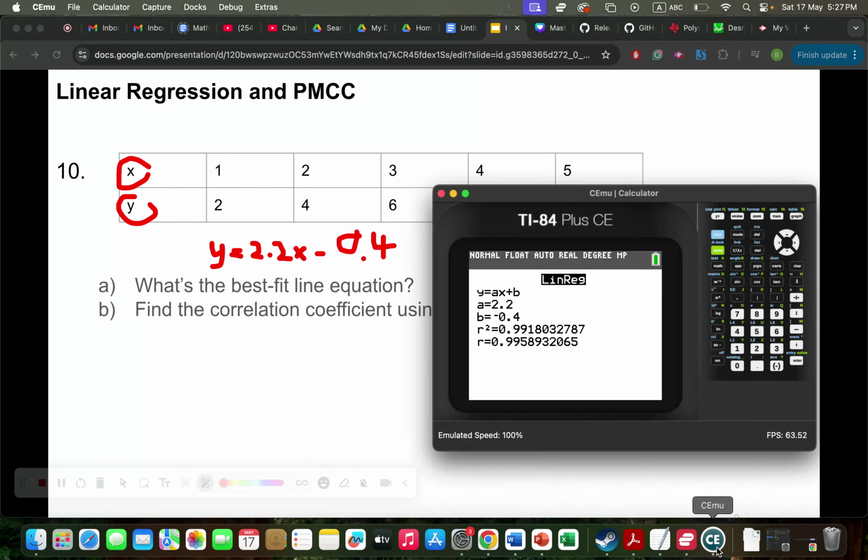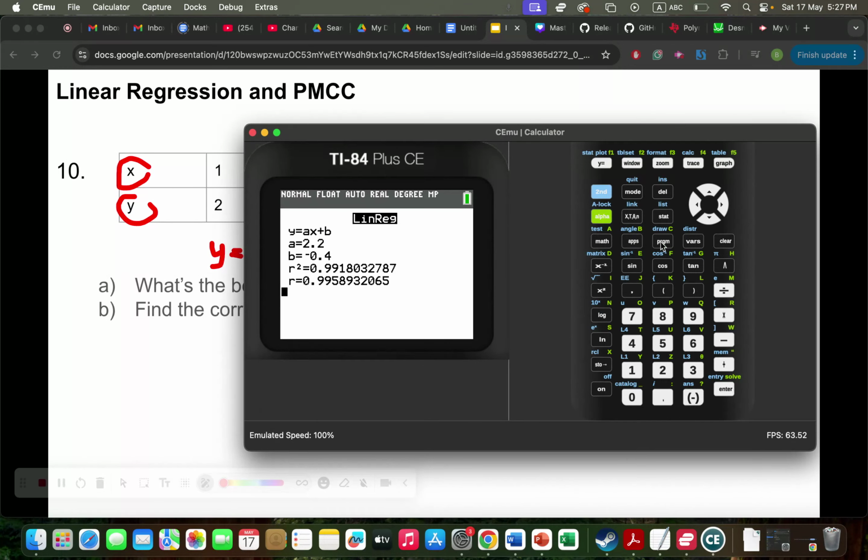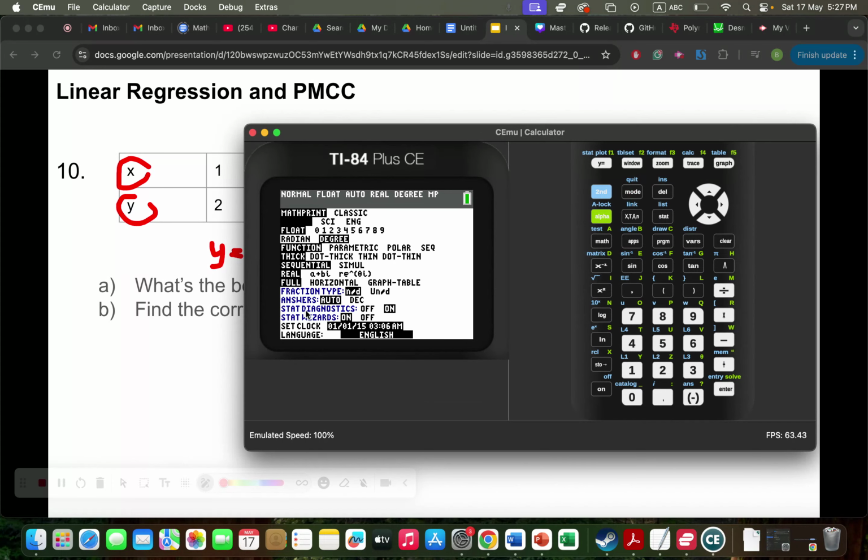And the correlation coefficient could be found under the R value, which is 0.996 if you round it to 3SF. Now, just something to point out, if you do not see R when you do your linear regression, it's because you have not activated one of the features on your calculator. Before you do any linear regression, you need to go to mode. Make sure that stat diagnostics is always turned on. If you don't turn this on, you will never get to see R. All you really see when you do linear regression is just A and B. So just take note of that when you use the stat diagnostics.